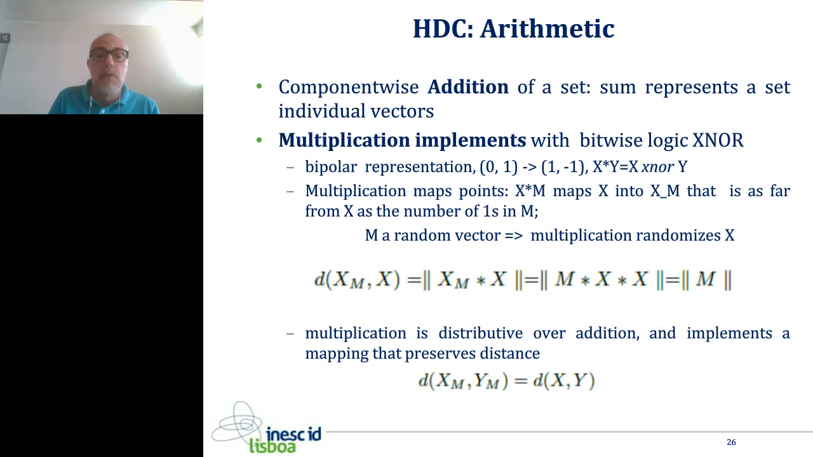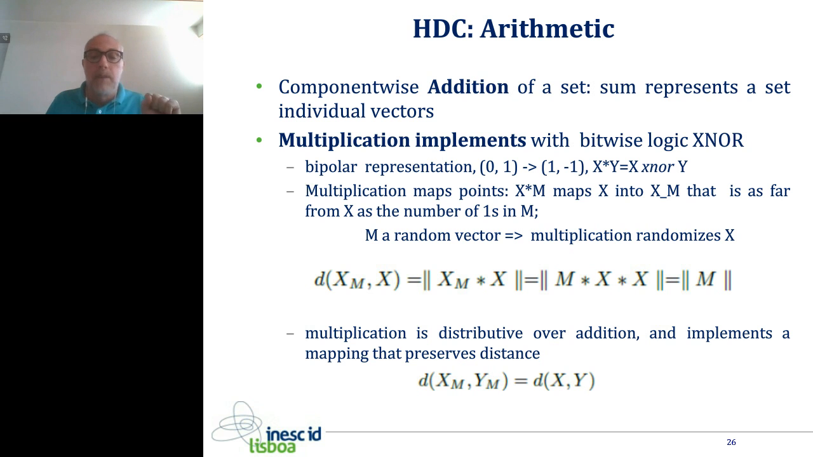But this multiplication uses bipolar representation, as we have in stochastic computing, instead of unipolar. So with XNOR, you can do multiplication of two vectors. And it's quite important to see that the multiplication maps points. For instance, if you have the vector X and you multiply by another vector M, you map the vector X to a new vector XM in space that is as far from X as the number of ones bits in this other vector M that you use to map. So this means that if M is a random vector, the multiplication just randomizes the vector X.